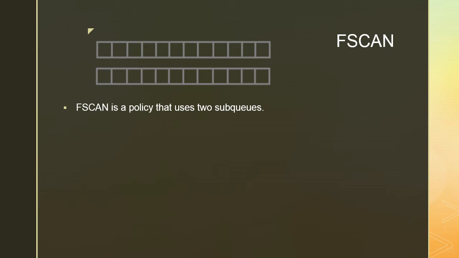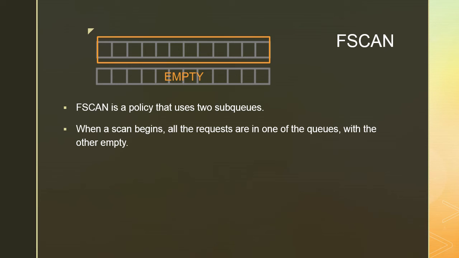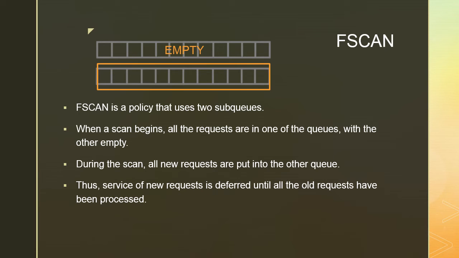F-scan. F-scan is a policy that uses two subqueues. When a scan begins, all the requests are in one of the queues with the other empty. During the scan, all new requests are put into the other queue. So all incoming requests will go to the queue that we have marked empty. Thus, service of new requests is deferred until all the old requests have been processed.